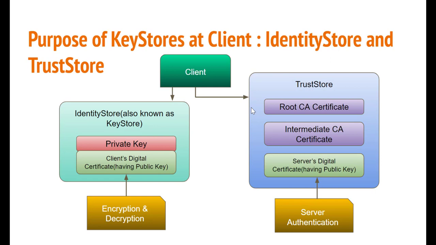So the purpose is the same. The identity store performs the encryption and decryption, and the trust store performs the server authentication. In case of the client, the trust store performs the server authentication, that means it verifies the server's identity, and in case of the server, the trust store verifies the identity of the client. For the client, the identity store stores the private key of the client, the public key of the client and the client's digital certificate, right?